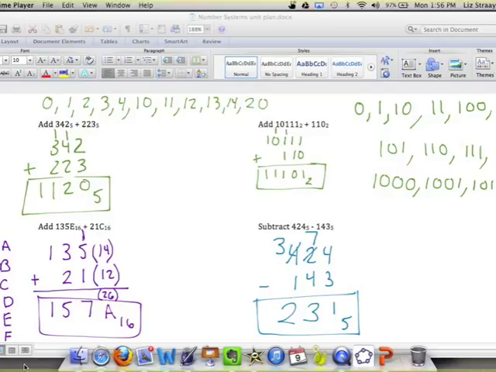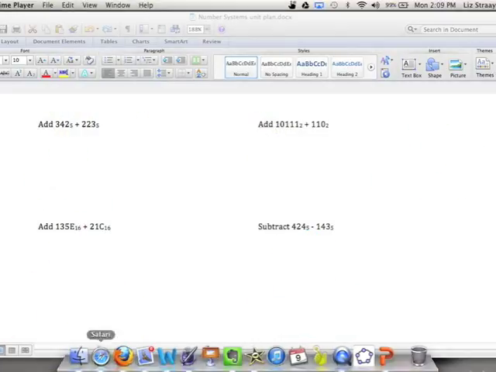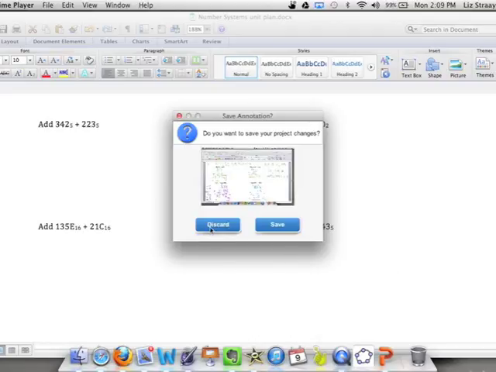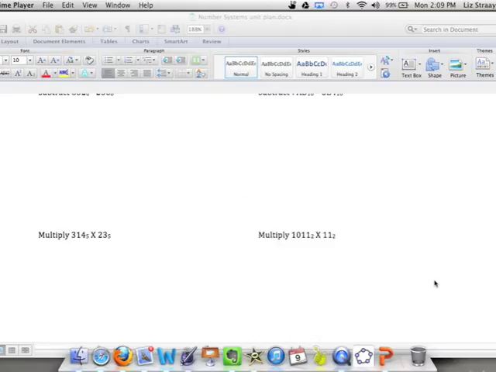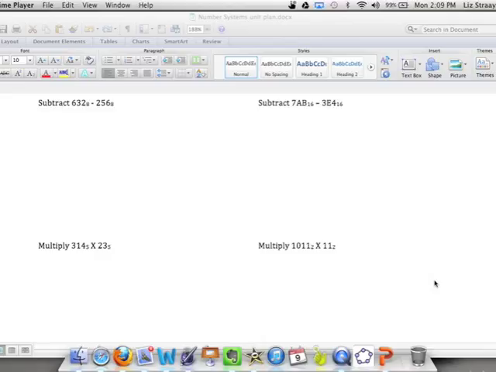Questions on that one? We have a couple more subtraction examples, but I have to scroll. Are there questions on this subtraction one? All right, so this one's in base 8.